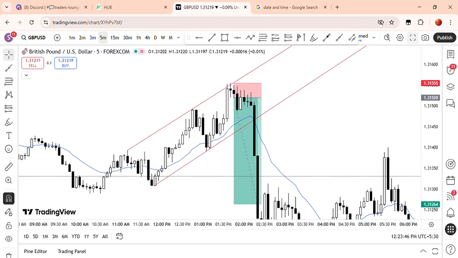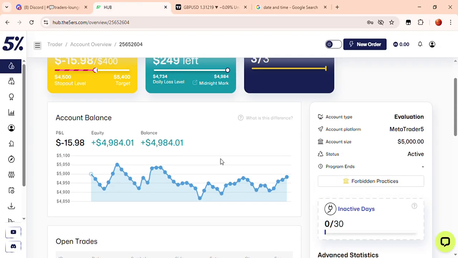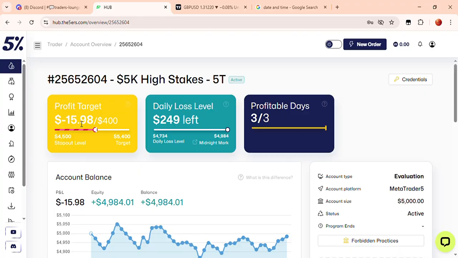Okay, the current account position is this, in a loss of $15. So let's see how we can improve that.